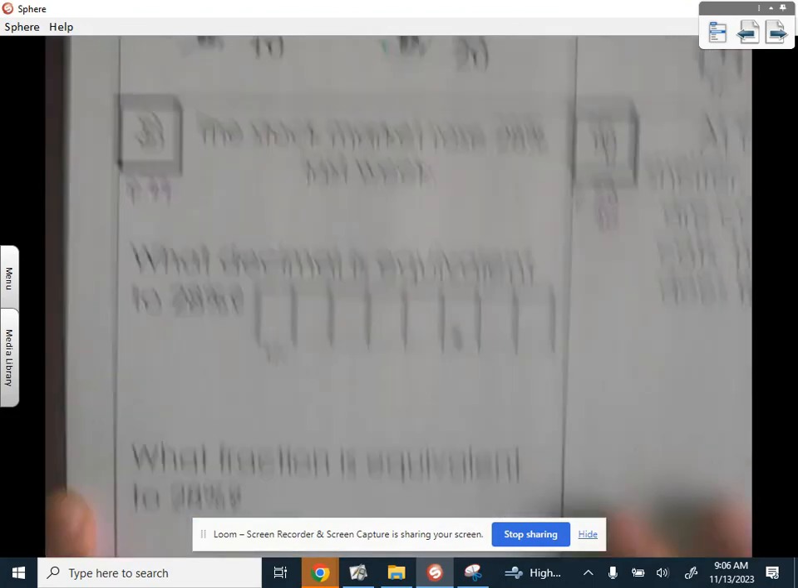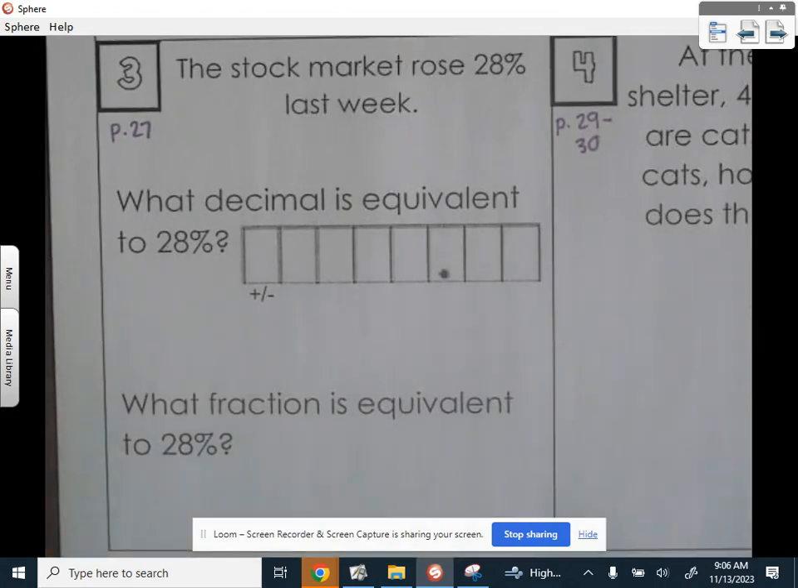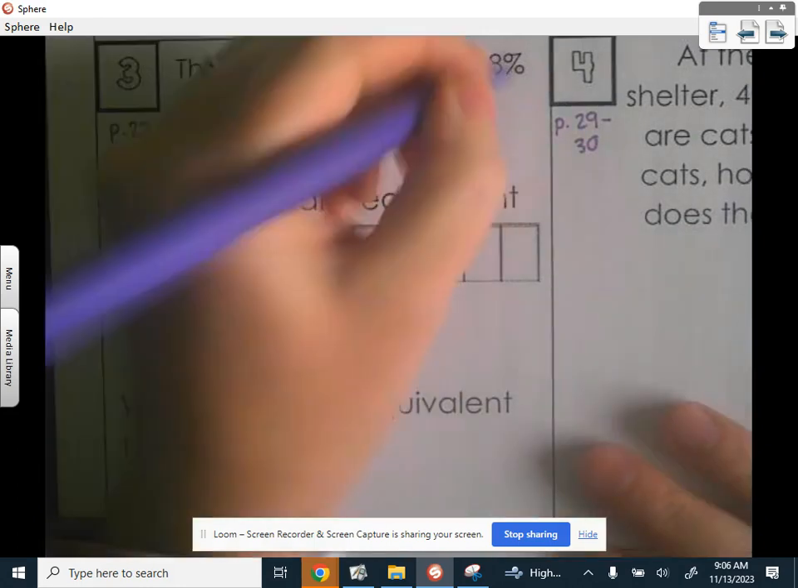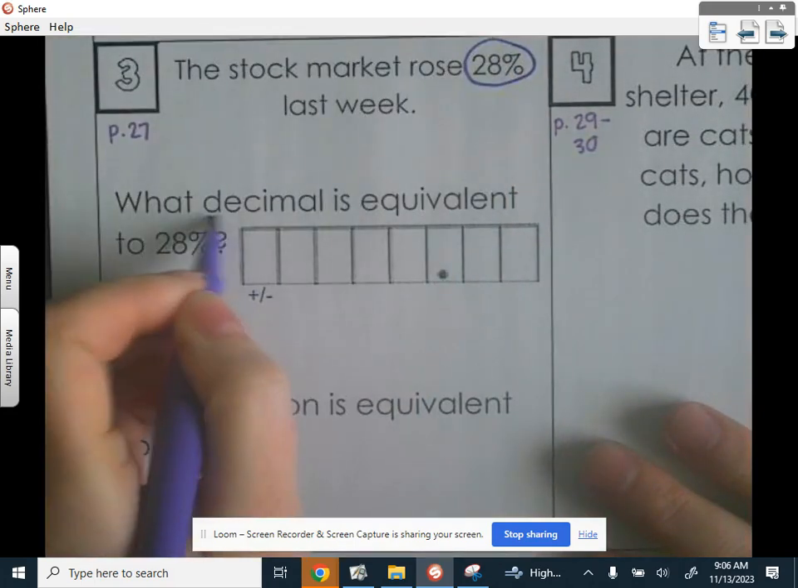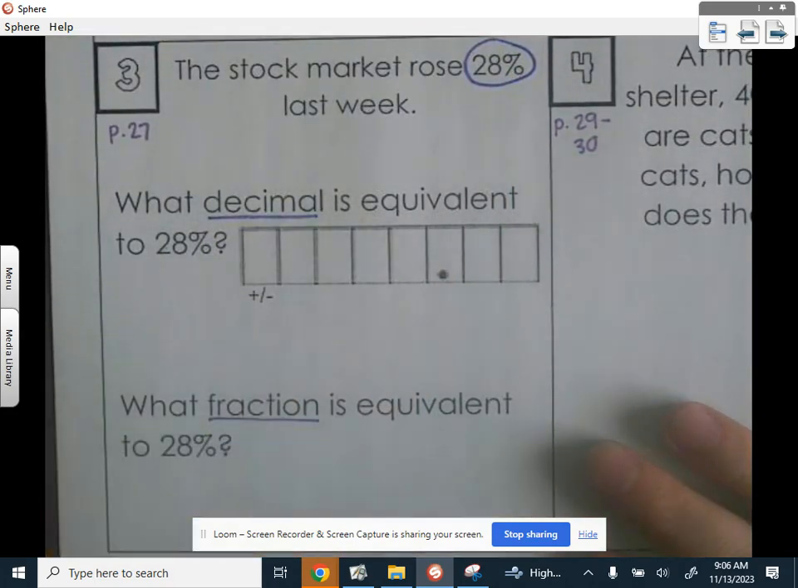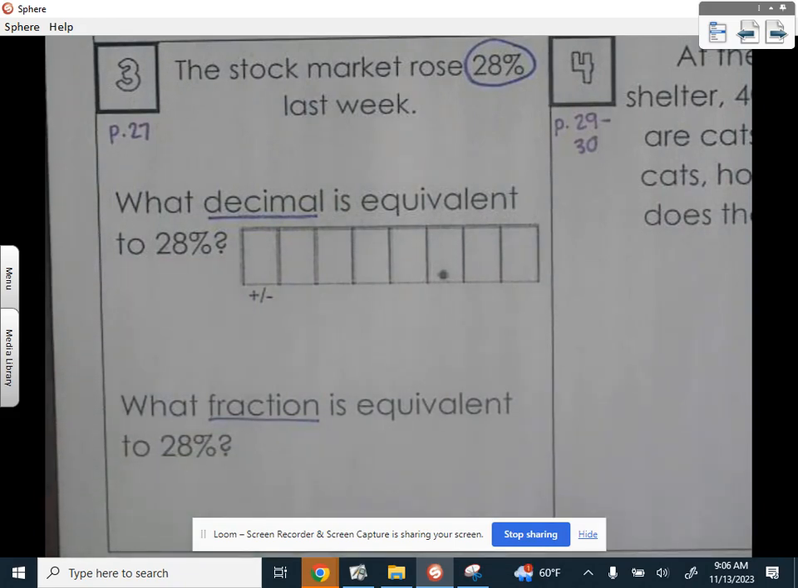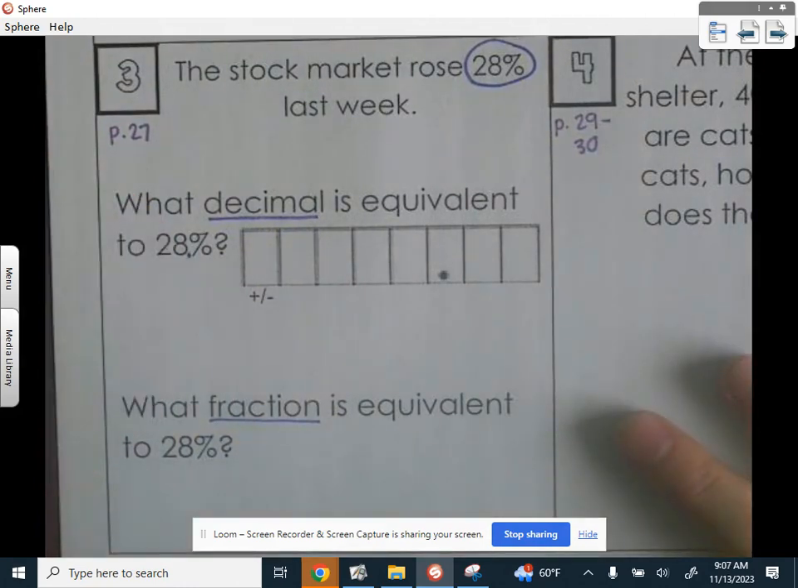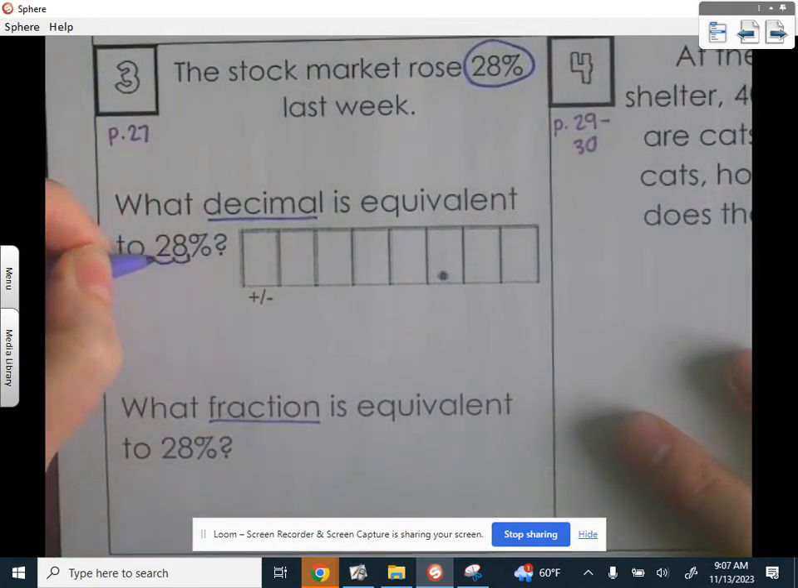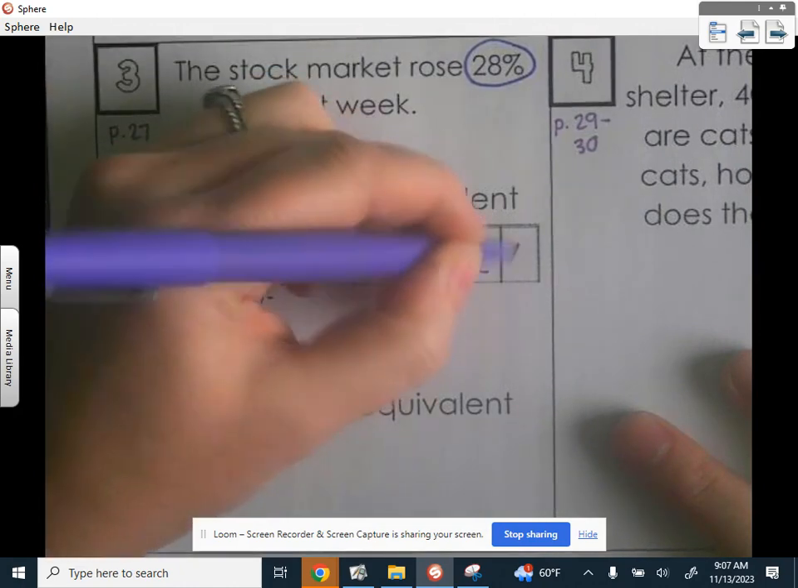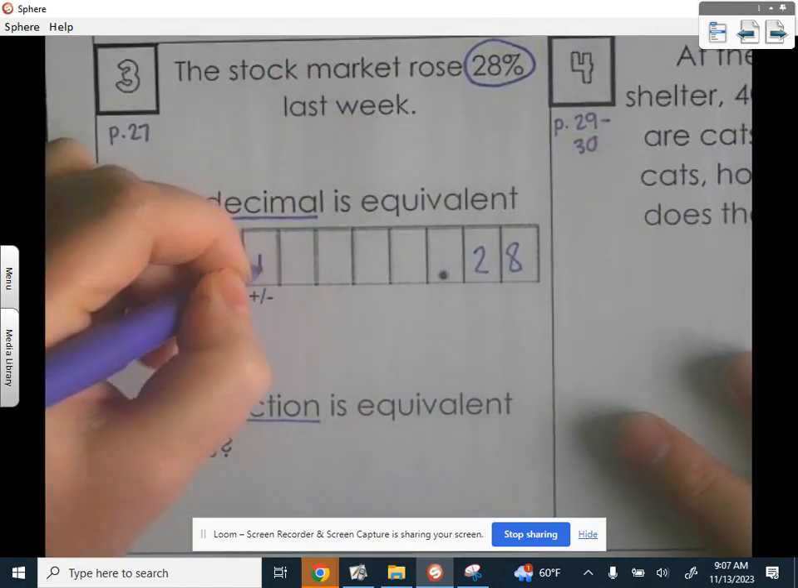Okay, the next one says the stock market rose 28% last week. What decimal is equivalent to 28% and what fraction is equivalent to 28%? So they're giving us a percent. They want it as a decimal and they want it as a fraction. So that would be found on page 27 under percent to decimal and percent to fraction. Percent to decimal is super easy. We move our decimal point 2 times to the left. We don't see a decimal point. So remember, no decimal in sight, put it on the right. We go 1, 2 to the left. So that's going to give us 0.28 as our decimal.